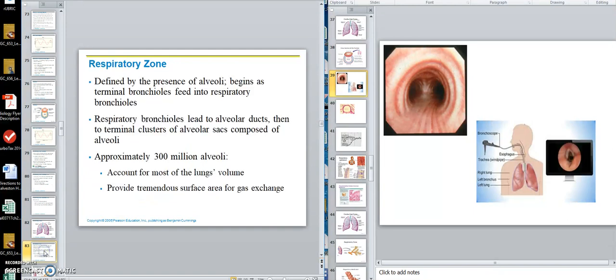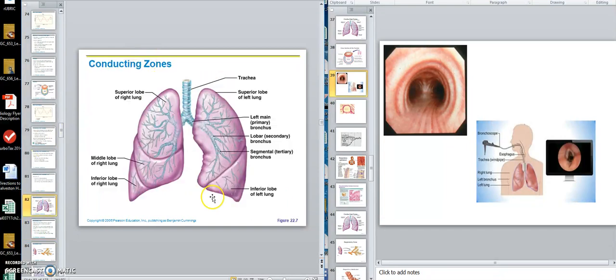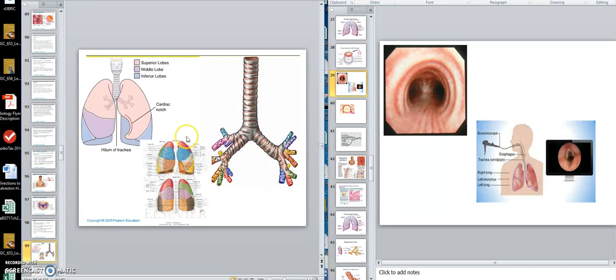So let's come over here. We now have the alveoli, but before we get to that, we want to do the main stem bronchi. Okay, I'm going to come down here. Here comes the trachea, I'm sorry. And then we come to the main stem bronchi. The main stem bronchi go to the two lungs.